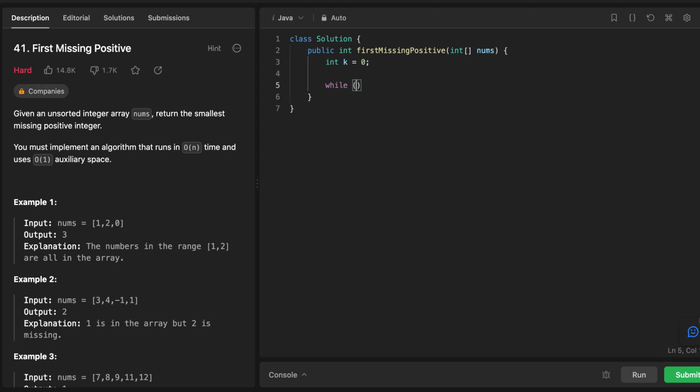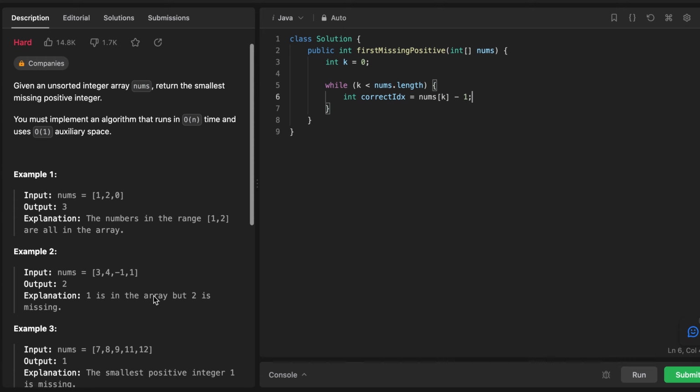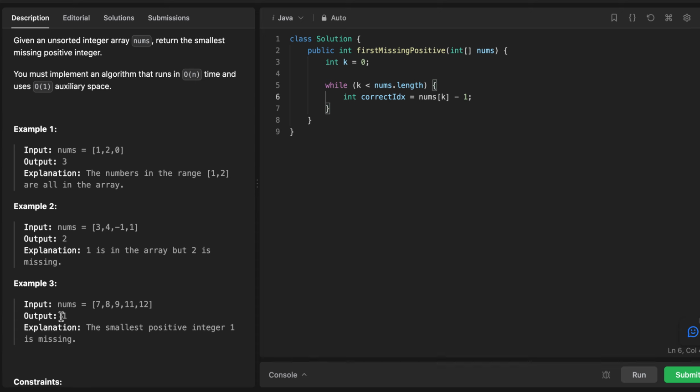So while k is smaller than nums length, we'll need to get the correct index for the given number, because we'll be using the value of the nums as its indexes as well, and from here we can just subtract 1. Because if we take a look at this example right here, the first positive number was 1, so it's starting from 1. We're not including 0 as a positive integer.